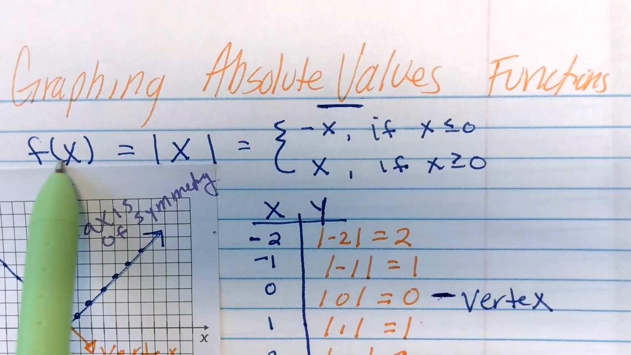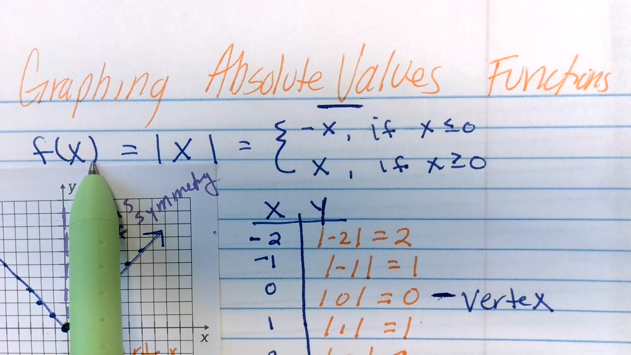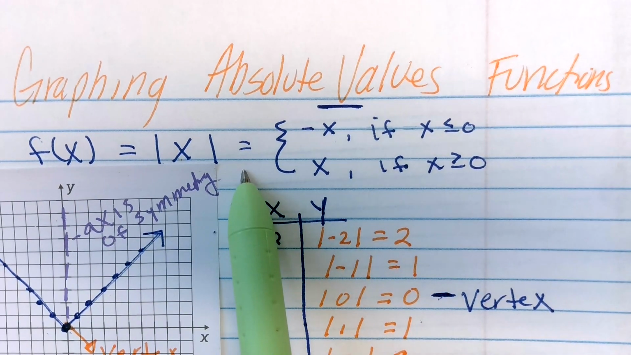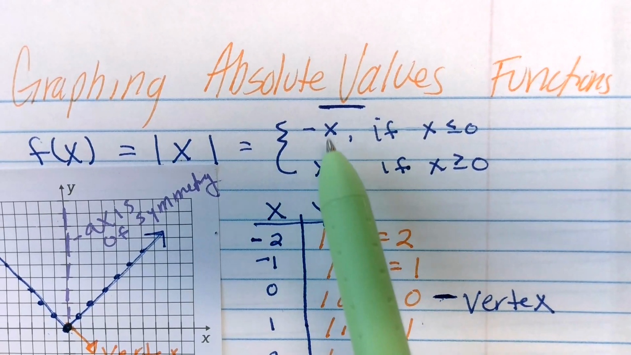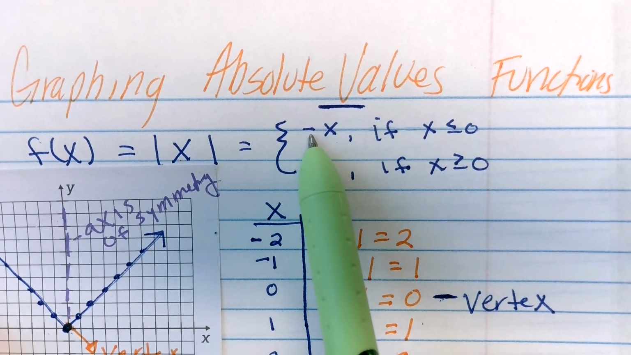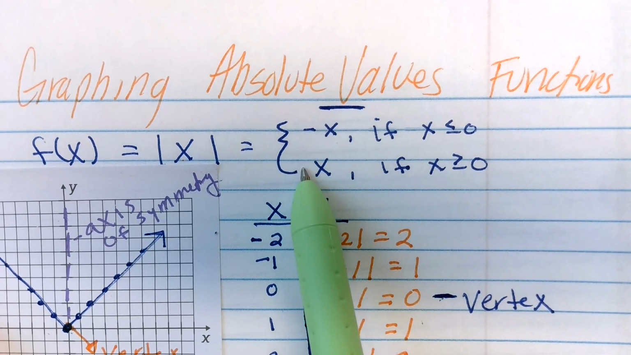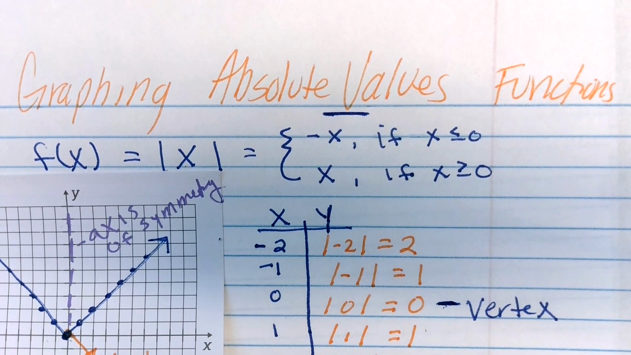Just a reminder, this is the original equation. The parent function of the absolute value is f of x equals the absolute value of x. This can also be written as a piecewise function, kind of like we looked at last time. If you have a negative, you'll have a negative x out of the absolute value whenever x is less than or equal to 0.